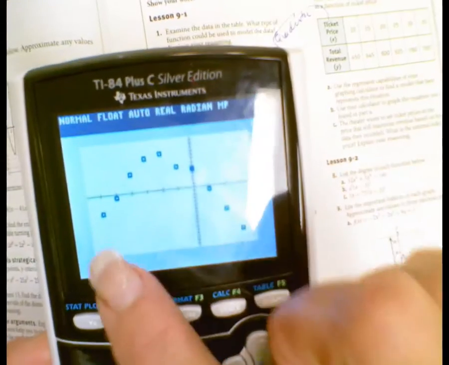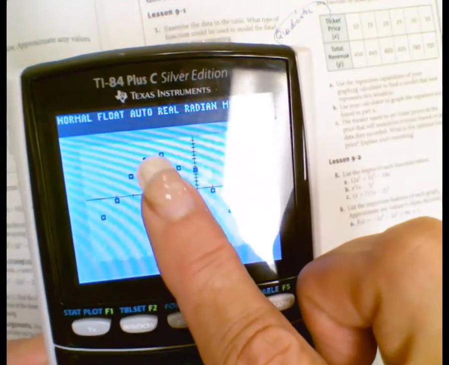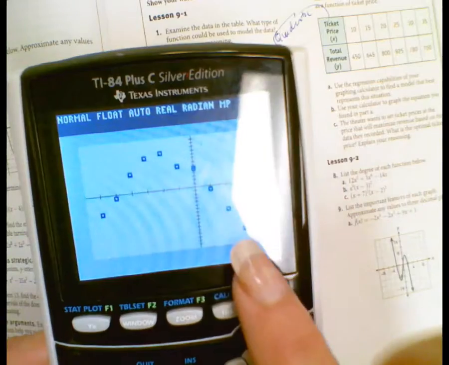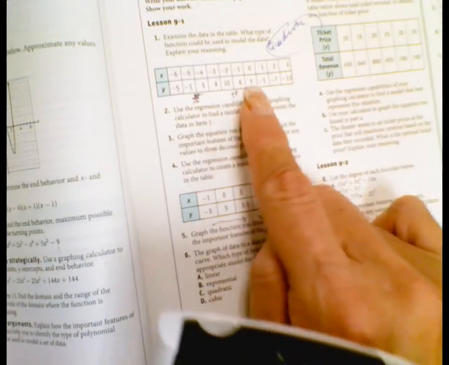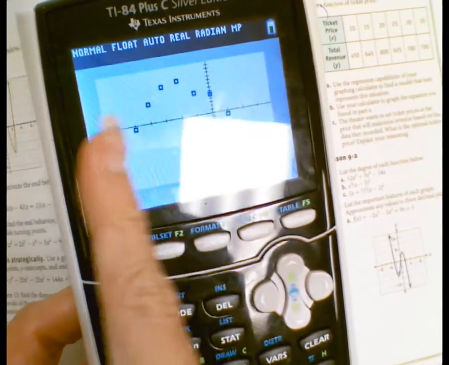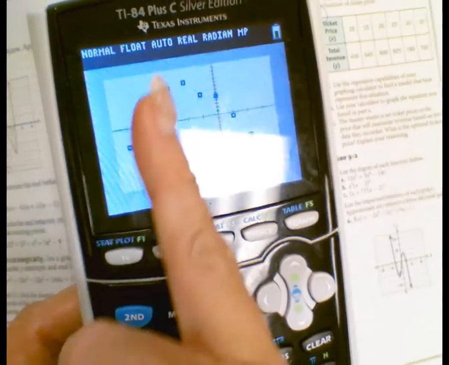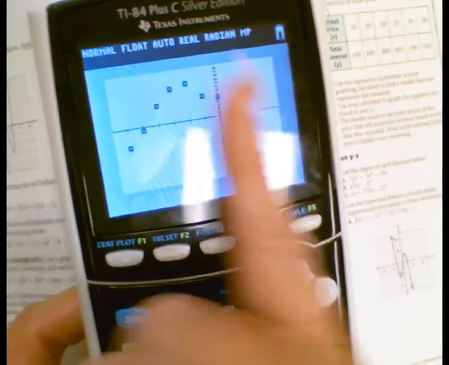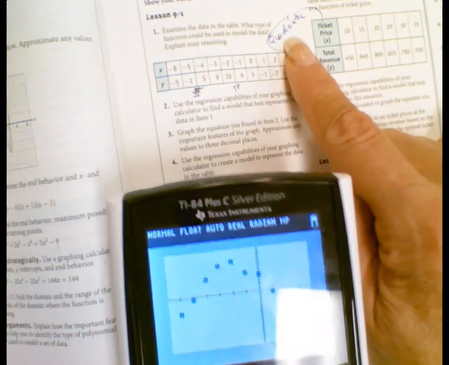Remember how I said the numbers were going up, up, up, up, up, down, down, down, down, down? That's what I kind of noticed. They were going up and then down, the y's. So as x was moving left to right, the y's went up and then down. So this looks quadratic, and that's why I said quadratic in number 1.